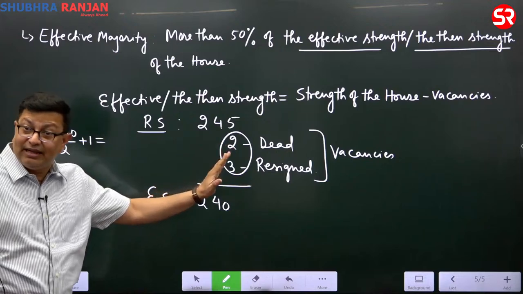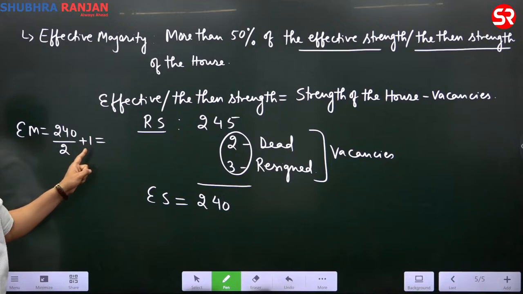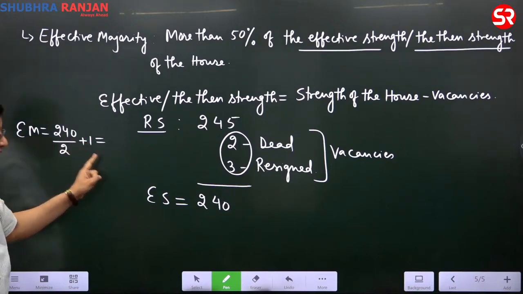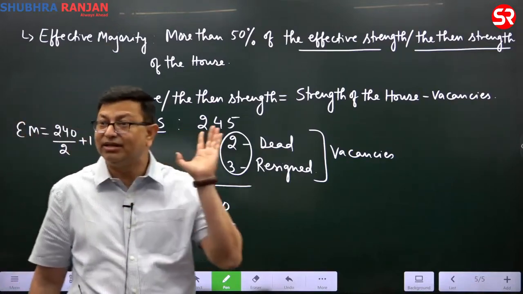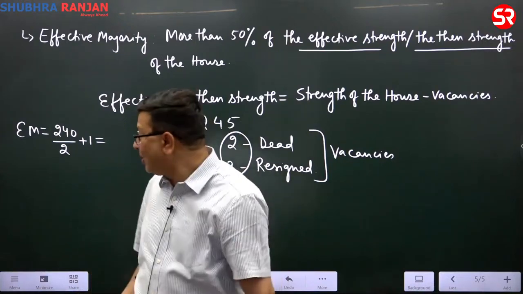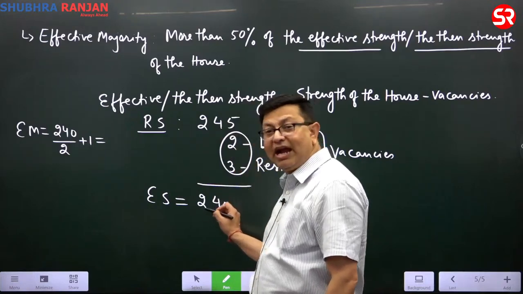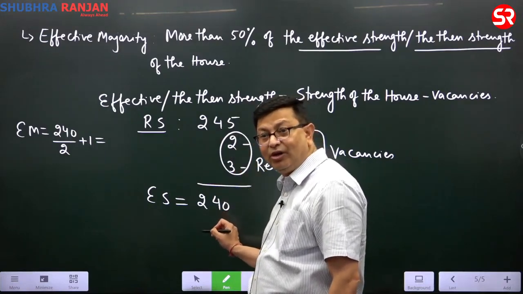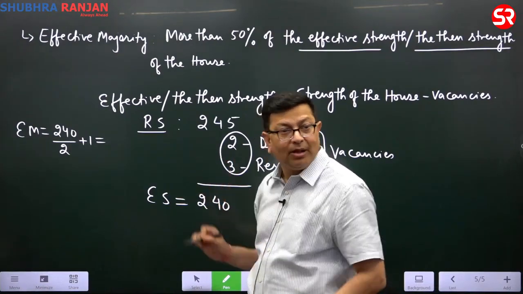That's all. It doesn't mean that the absent members are not counted. They will also be counted. Even if out of 250 this effective strength, 5 members are absent, it hardly matters. Otherwise it will become simple majority. So effective strength means minus the vacancies, and we want a majority of 240 divided by 2 plus 1.